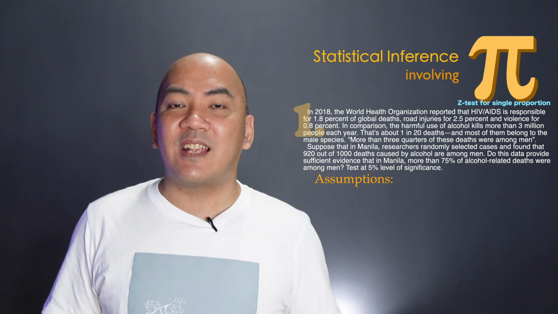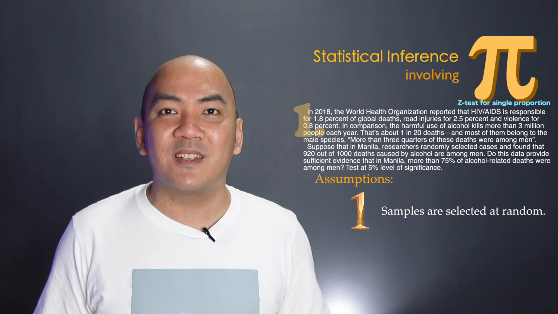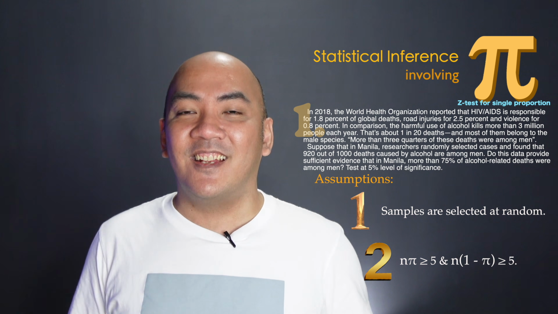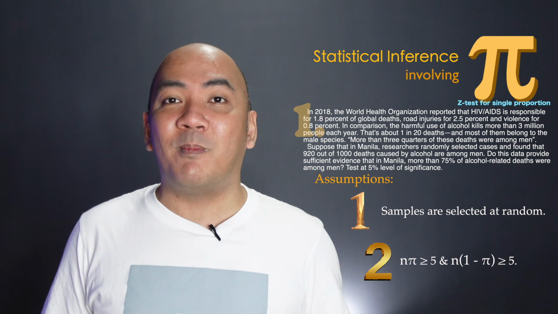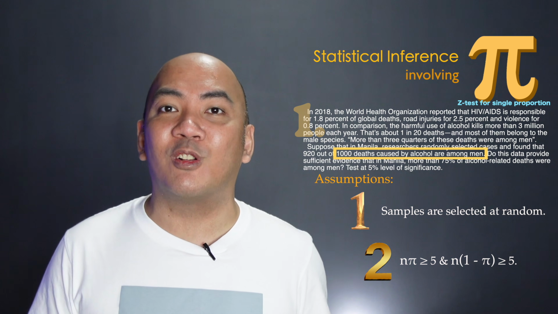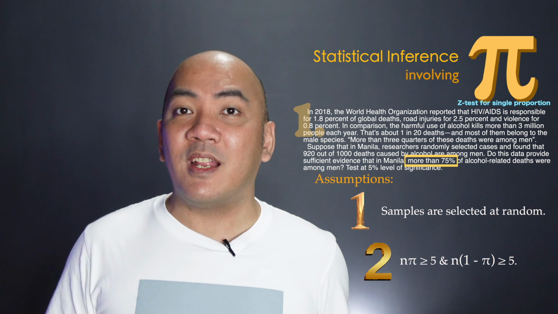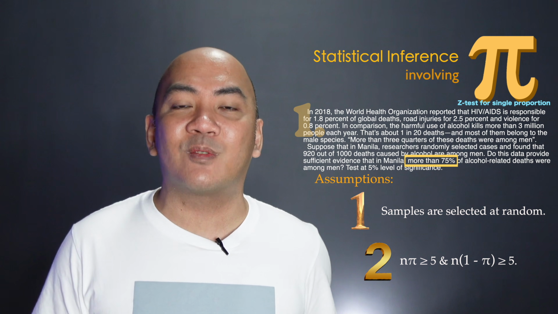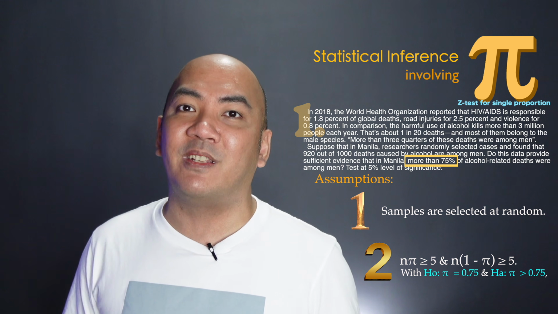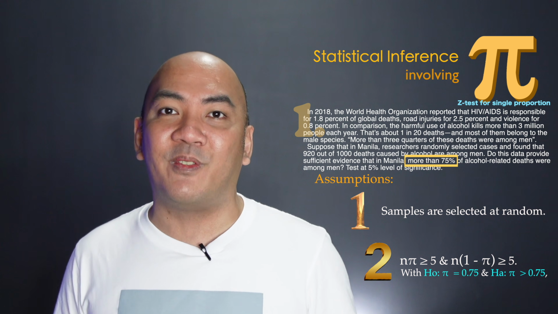Let us check first whether the assumptions in the z-test for single proportion are satisfied. First, are the samples randomly selected? Yes, the samples are randomly selected. Next, is n times pi or n times 1 minus pi at least 5? Since out of 1,000 individuals who died because of alcohol consumption, our value of n here is 1,000. And since the claim is that more than 75% of alcohol-related deaths were among men, our null hypothesis is that pi is equal to 0.75. And the alternative hypothesis is that pi is greater than 0.75.